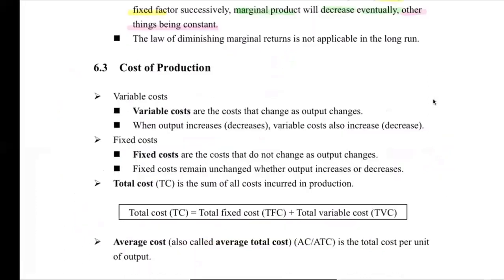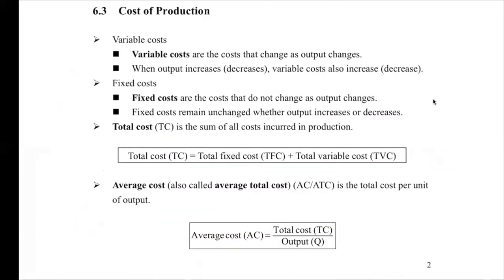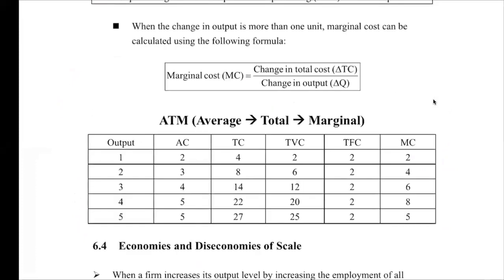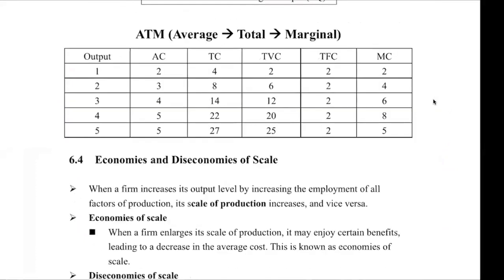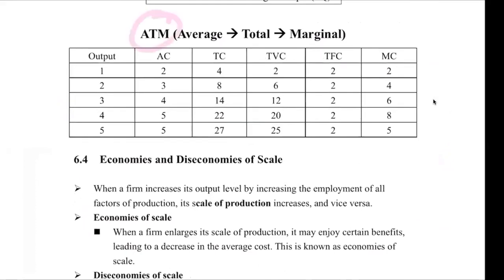Then we will go to the long run. In the long run, because we talk about the economies of scale, you need the numbers about the average cost. So here we also use the same logic, the ATM, but this time we need the numbers of average cost. That means sometimes they will give you the numbers of marginal or total, and then you have to trace back to find the average.